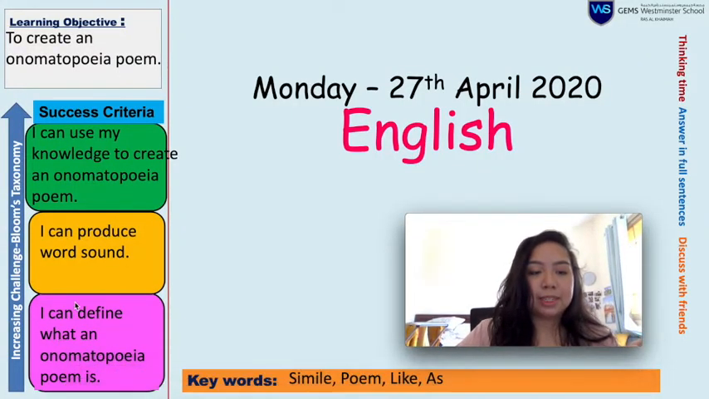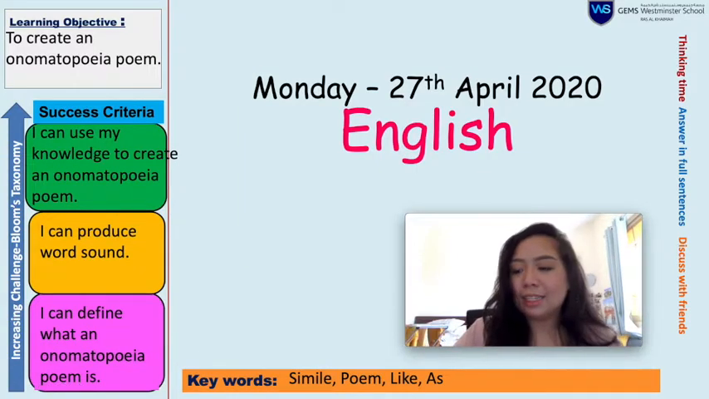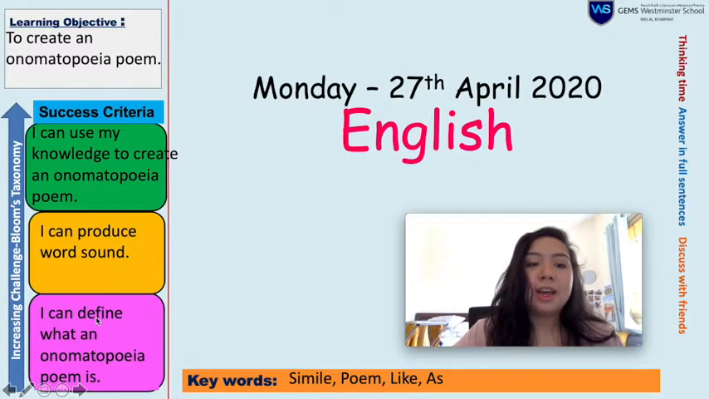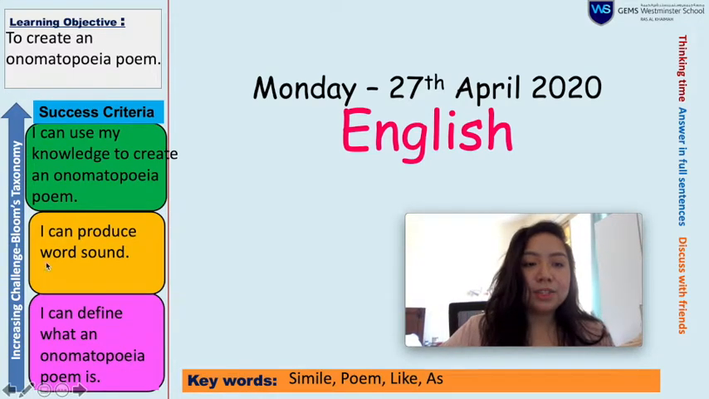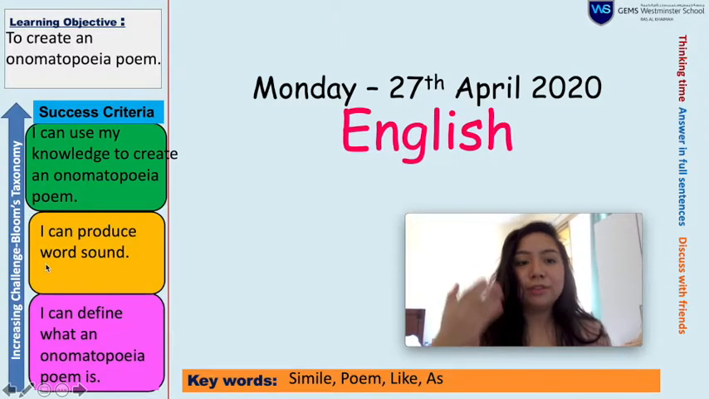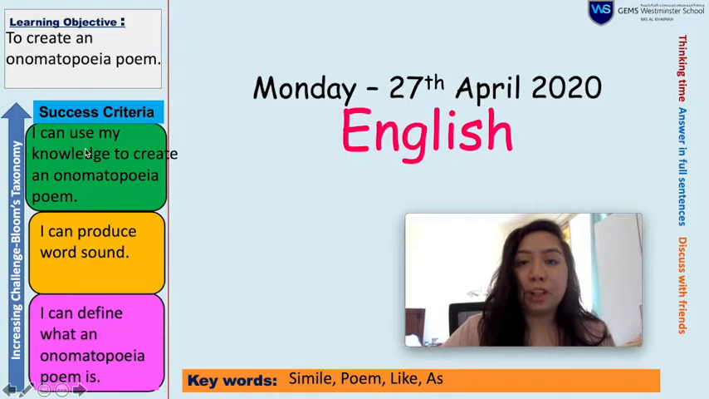Children, okay, so here's our learning objective. This is our PowerPoint presentation. Our learning objective is to create an onomatopoeia poem, as you can see right over here. Now we have our 3 success criteria. If you could read that with me, that would be nice. Let's start from the bottom one, which is the purple. My turn, your turn, okay? I can define what an onomatopoeia poem is. Okay, good job. Next one. The second one is I can produce word sound. Off we go. Well done. And the last one is I can use my knowledge to create an onomatopoeia poem.